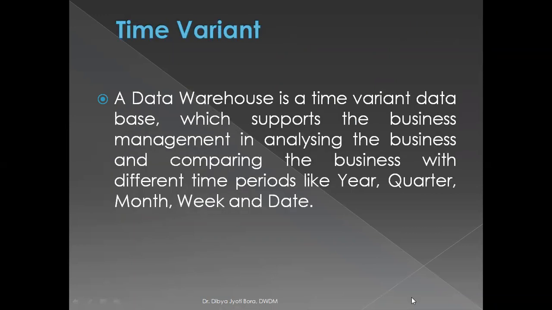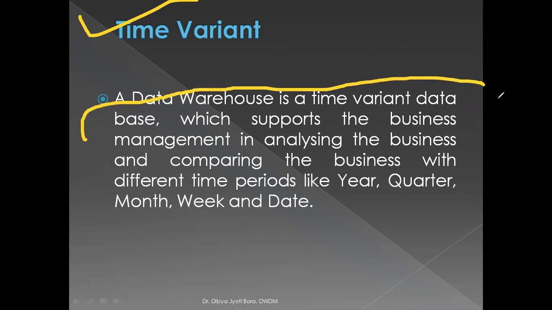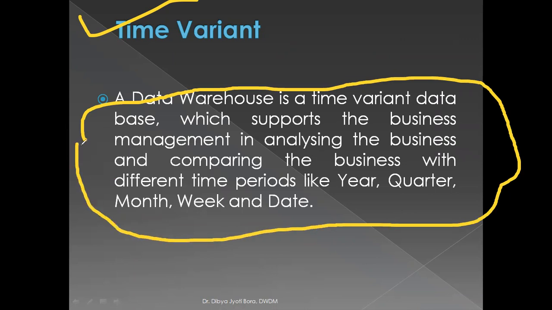So the first property is time variant. A data warehouse is a time variant database which supports the business management in analyzing the business and comparing the business across different time periods like year, quarter, month, week, and date.